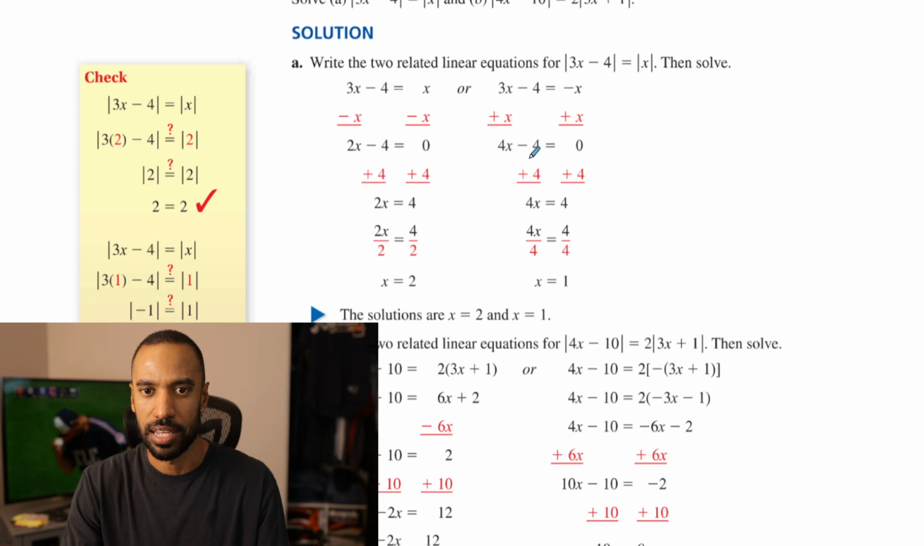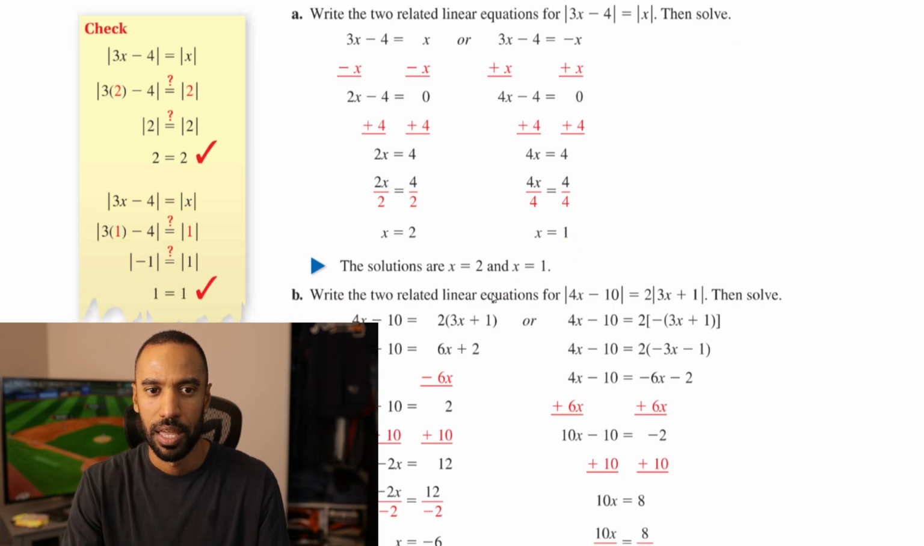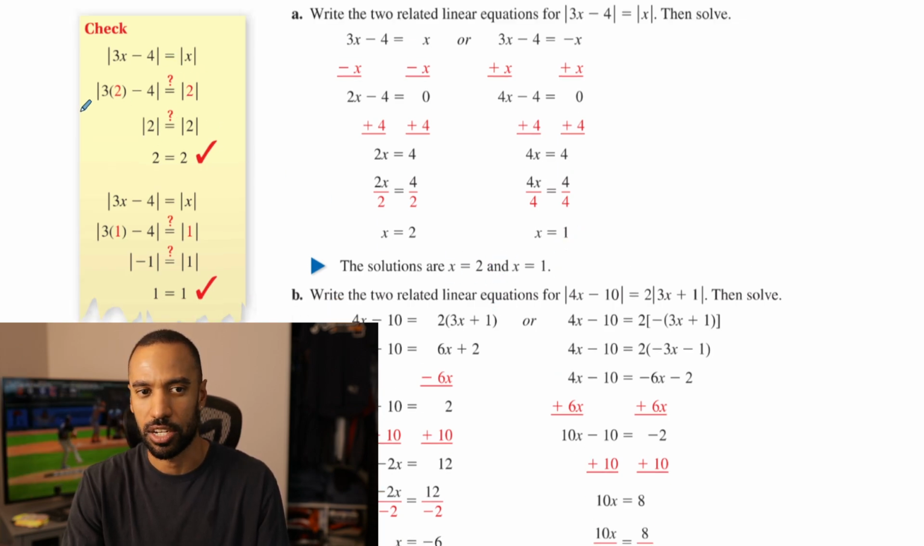Or add x to both sides, add 4 to both sides, and then divide both sides by 4. They get x equals 1. They got 2 and 1, and they're double checking them. This is actually going to be kind of an important thing for us to look at eventually.